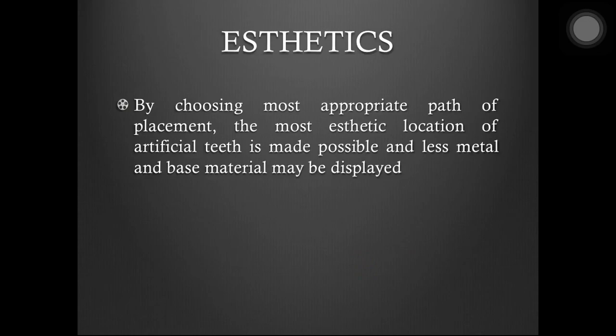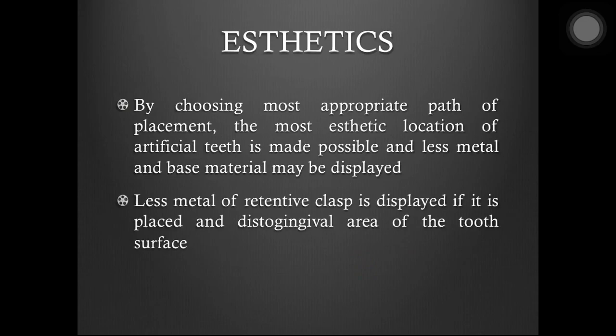Aesthetics is also kept in mind by choosing the most appropriate path of placement. The most aesthetic location of artificial teeth is made possible, and less metal and base material may be displayed. Less metal of the retentive clasp is displayed if it is placed in the distogingival area of the tooth surface.